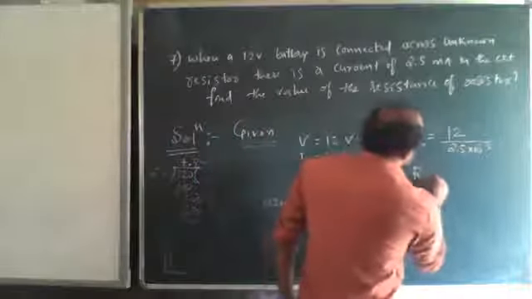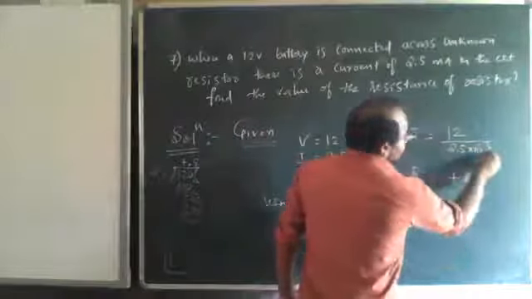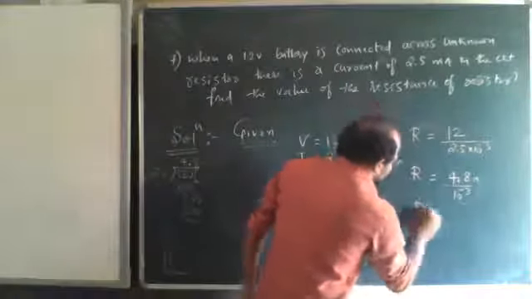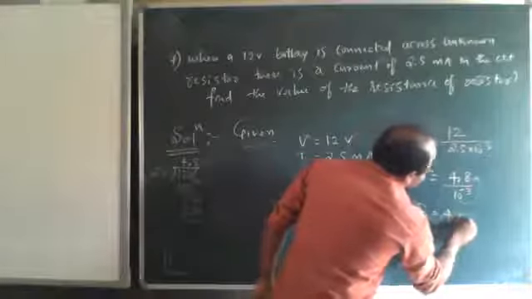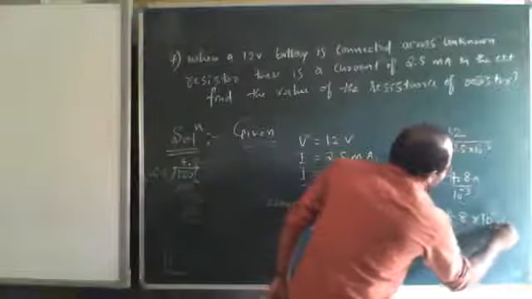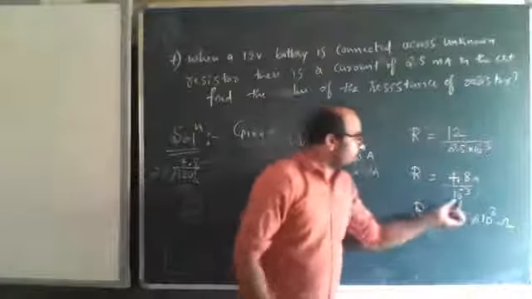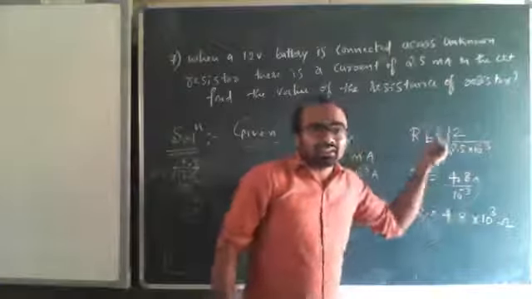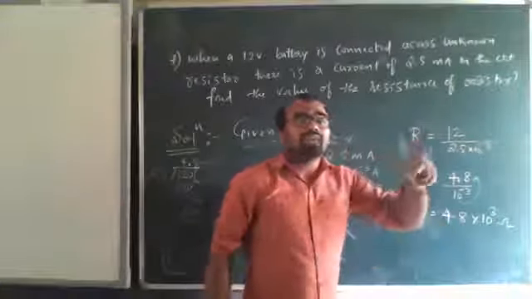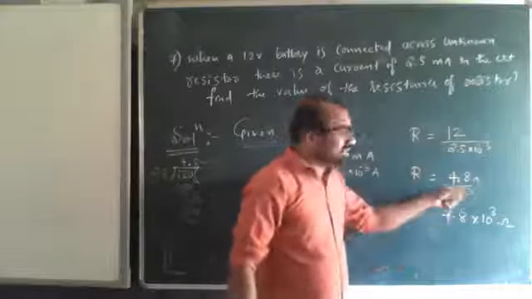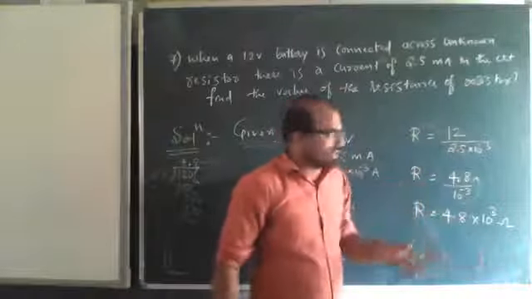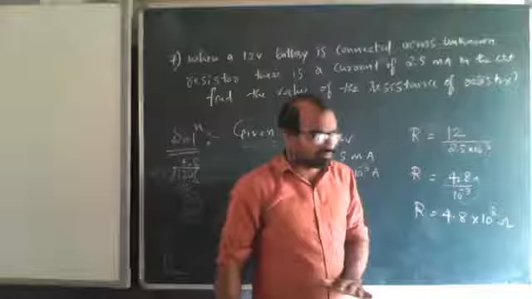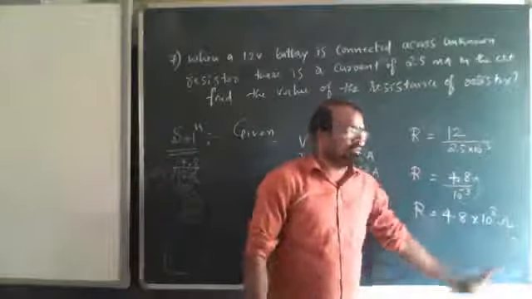So here R is equal to 4.8. This I have not considered; it is still 10 to the power minus 3. I will take this to the upper side. So R is equal to 4.8 into 10 to the power 3 ohms. When it is in the denominator, it is 10 to the power minus 3. When I take it to the numerator, the power sign will change. If it is minus, it will become plus; if it is plus, it will become minus. So 10 to the power minus 3 becomes 10 to the power plus 3, and R is equal to 4.8 into 10 to the power 3 ohm.